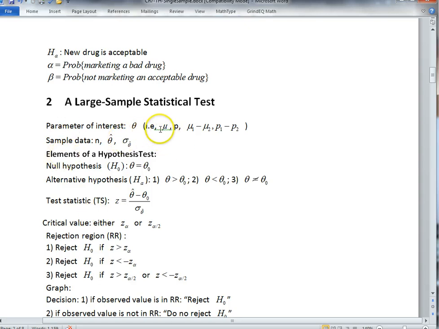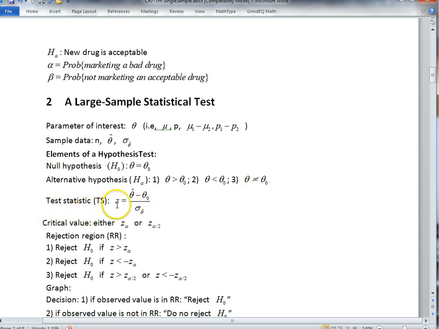So any parameters we are interested in are either mu, p, mu1 minus mu2, p1 minus p2. We call them theta. And in all cases, we need sample data, we need the sample size, we need an estimate of the parameter, and we need its standard error. So we need to set up these hypotheses, and we're going to set whatever parameter we choose from here to be equal to some value theta 0. And the alternative would be, it's going to be either theta greater than theta 0. That would be one problem. Another problem would be theta less than theta 0. A third problem would be theta is not equal to theta 0. Okay?